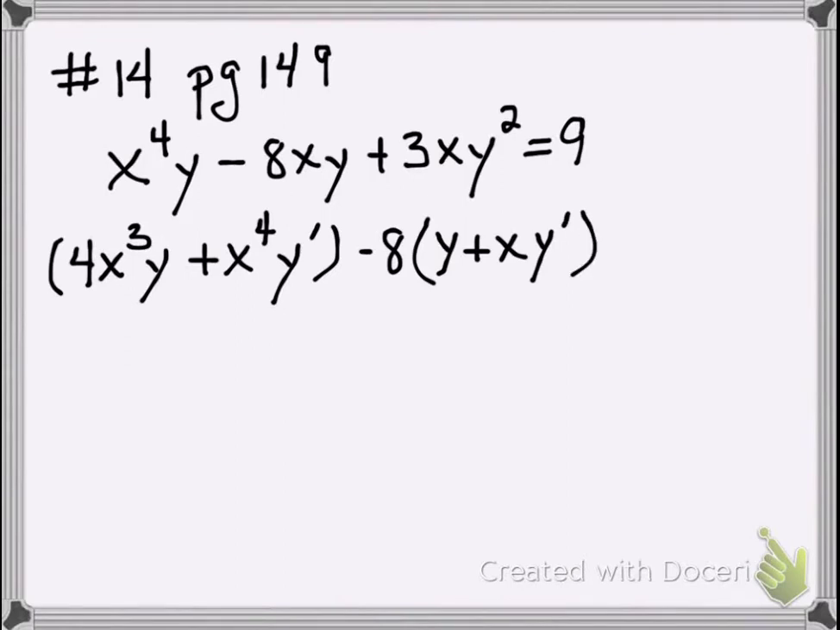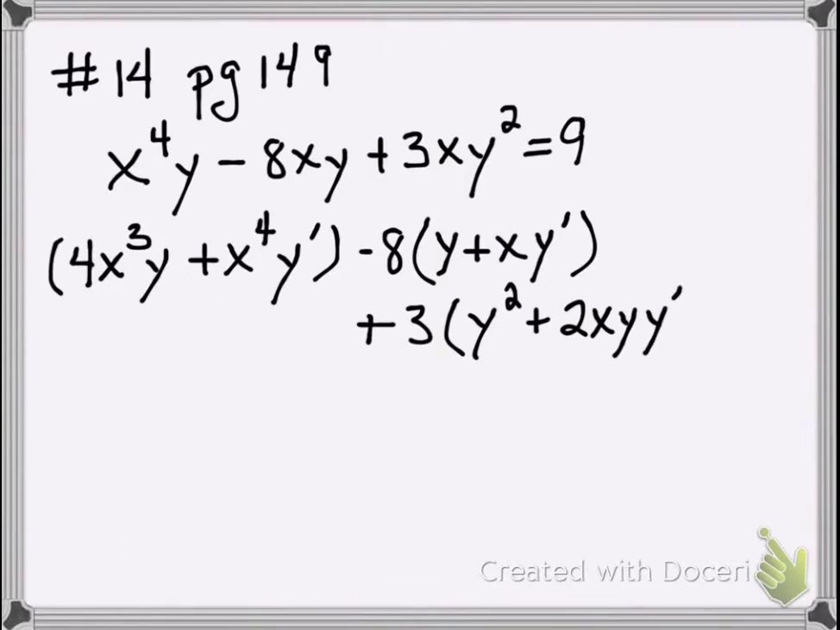Okay, and then, running out of room here on this line, we'll factor out the 3 for just a moment, and then we're going to take the derivative of xy squared. The derivative of x is 1 times y squared plus x times the derivative of y squared. So this is going to be 2 times x times y prime.